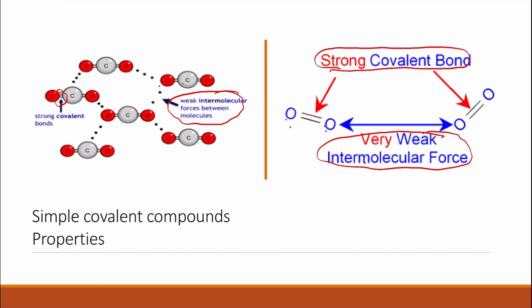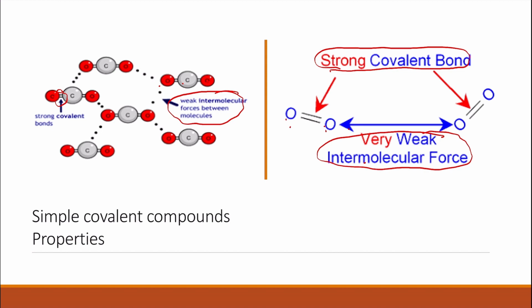Like these two examples, oxygen and carbon dioxide, they are both gases. Something like water is also one of the simple covalent structures, but it exists as a liquid, not as a gas. So they still have low boiling points when we compare them to ionic structures, which always exist as solids and have high melting and boiling points.